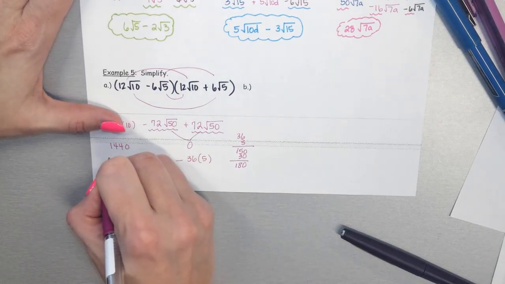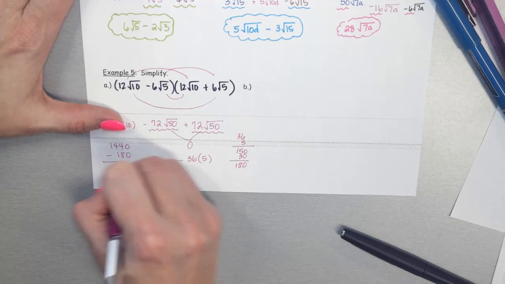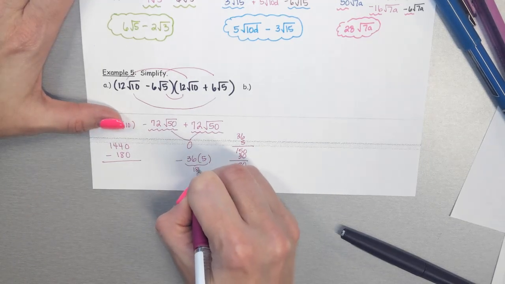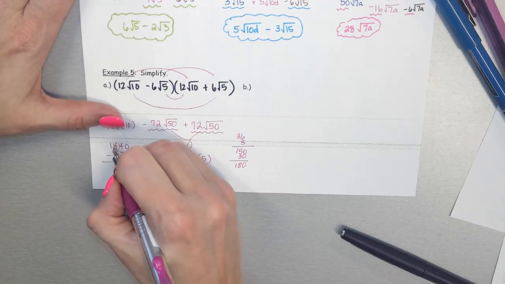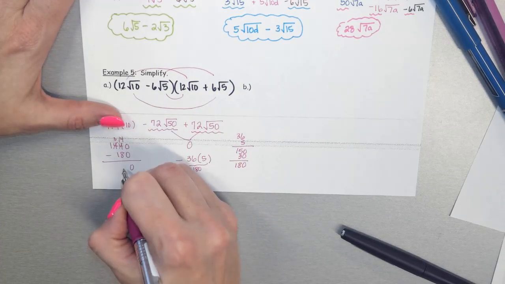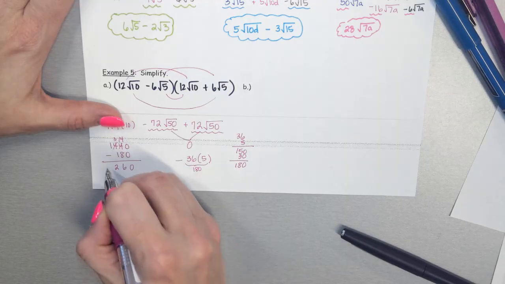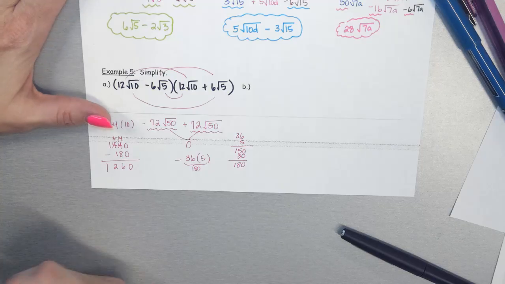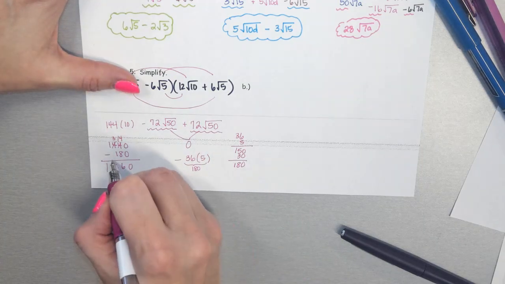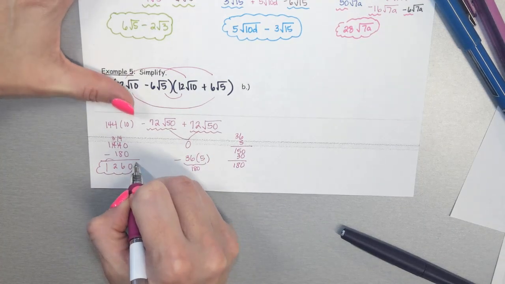So you have 1440 minus 180. So 0 minus 0, you can borrow. So that's going to be your final answer, 1,260.